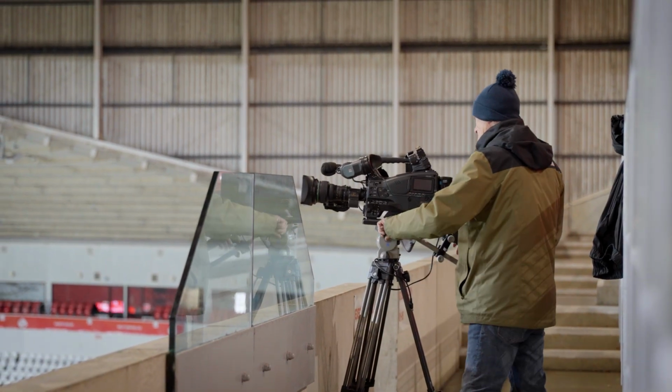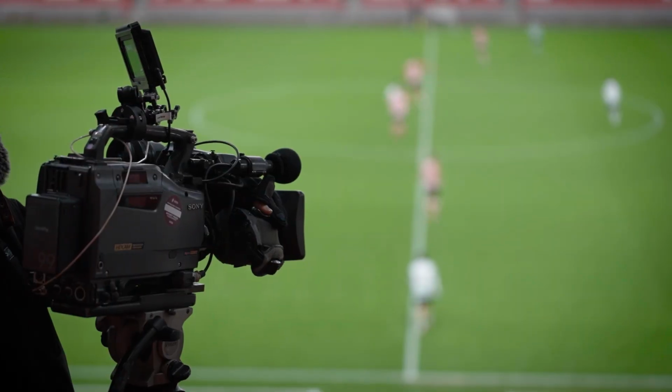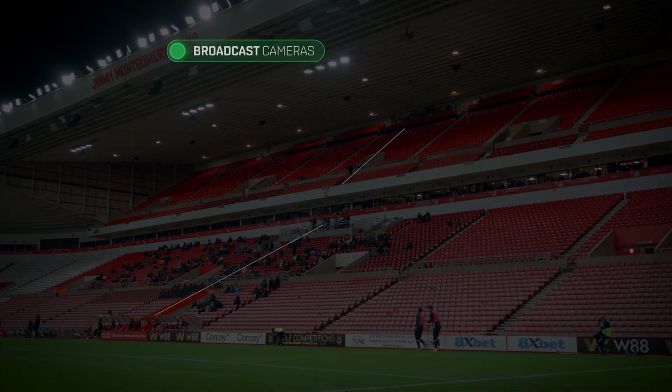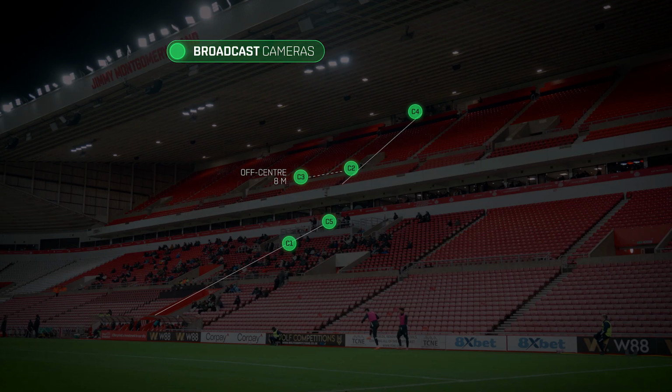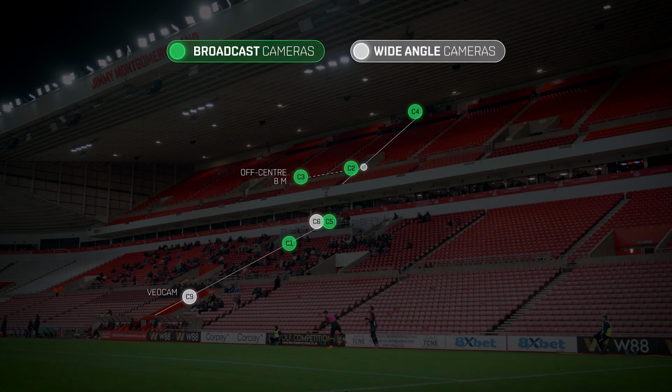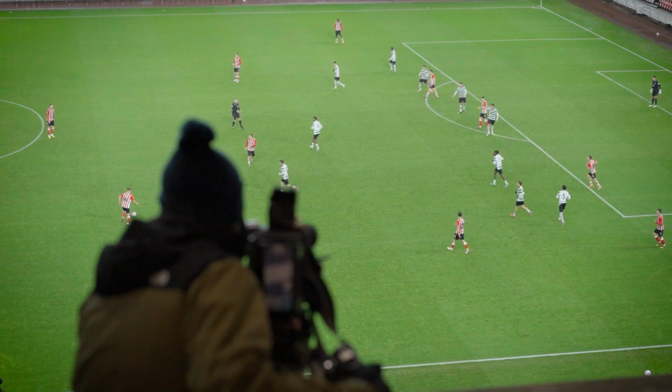We have different cameras all located in different positions on the lower tier and the upper tier, and we will have a range of different broadcast and camera styles. We will have standard broadcast featuring replays and close-ups. We will have clean broadcast, and we will also have wide-angle tactical feed.